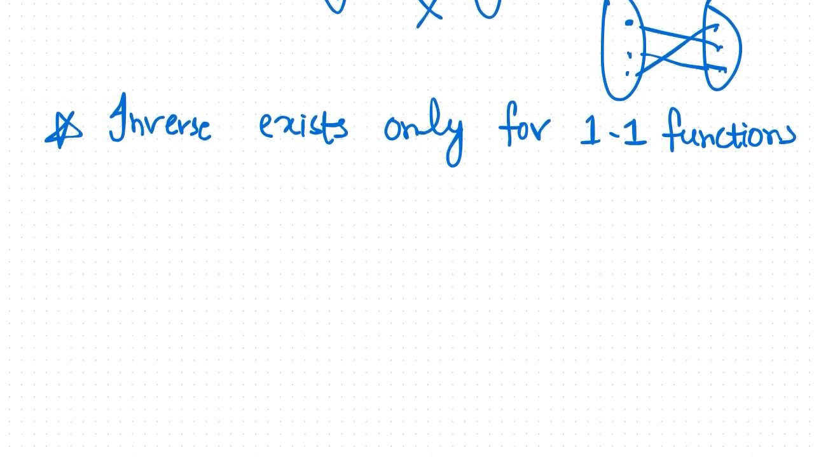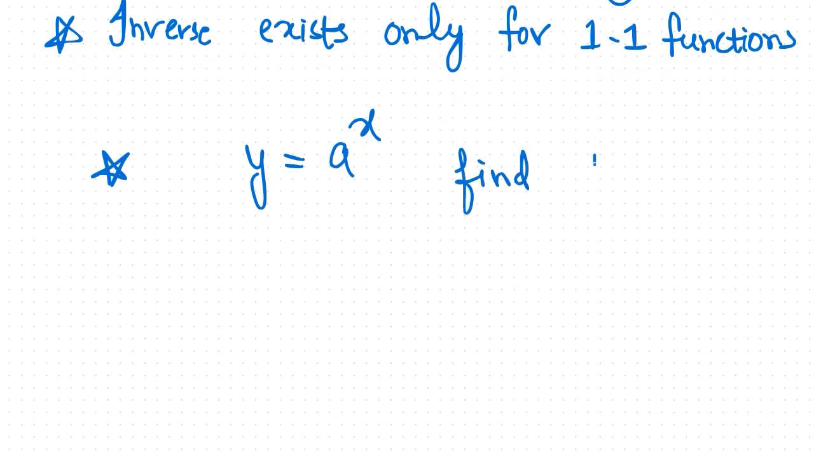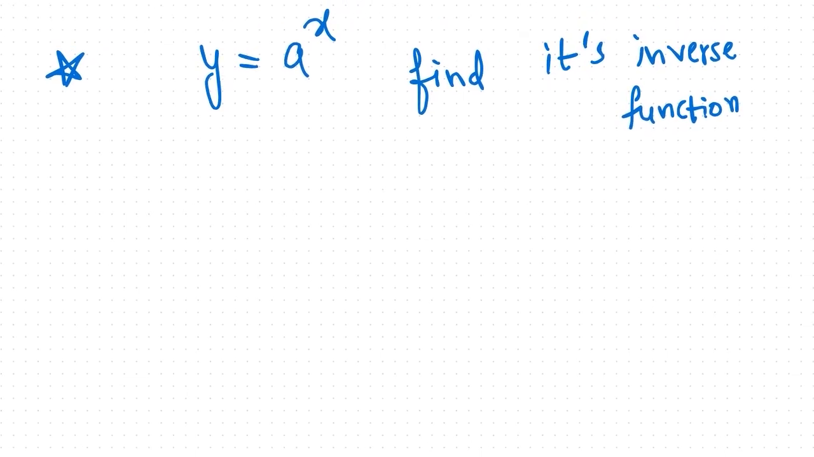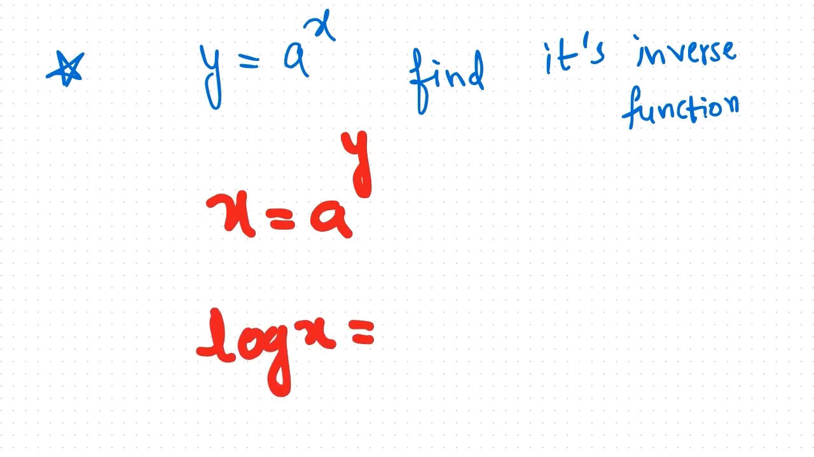So let us talk about the exponential graph. Let's say y is equal to a to the power x. Find its inverse function. You would switch the x and y, so it would be x equal to a to the power y, and then you would take the logarithm on both sides.